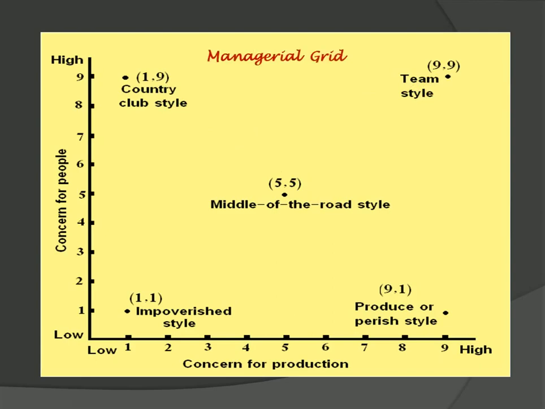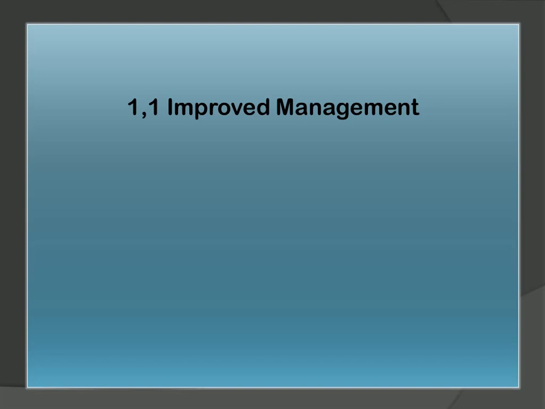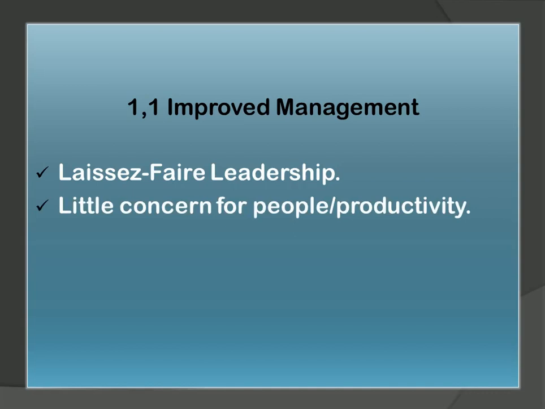Our first is the improvised management leadership style. Basically, these are all leadership styles. First is the one-on-one improvised management leadership style, and it's often referred to as laissez-faire leadership. Leaders in this position have little concern for people or productivity. They always avoid taking sides, and they try to stay out of conflicts. They just do enough to get by. This is improvised management, or indifferent, you can say. The manager here is mostly ineffective.